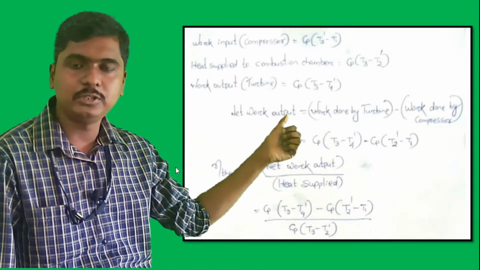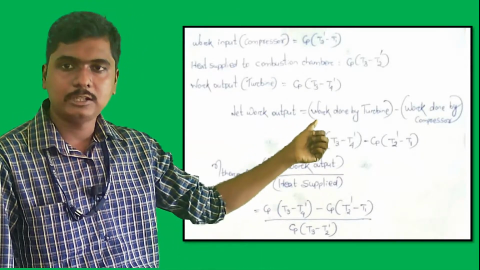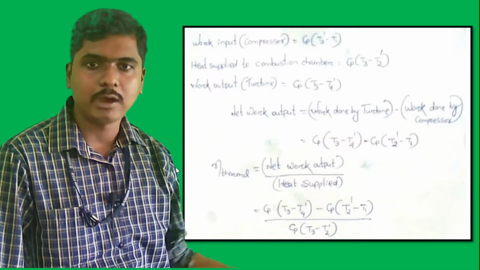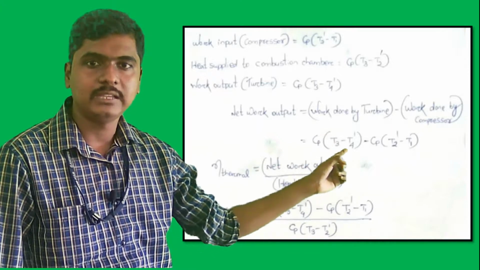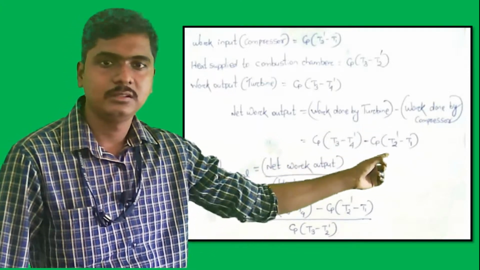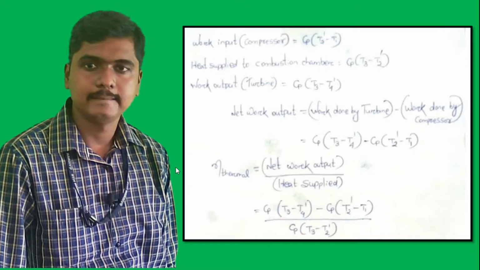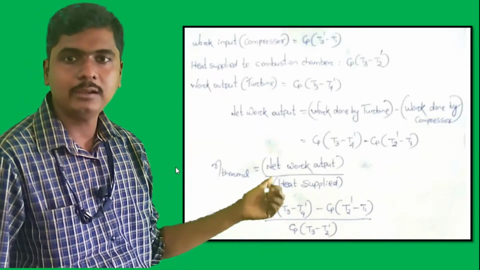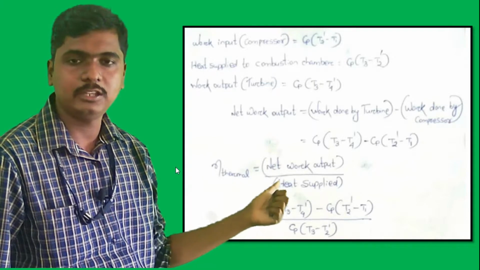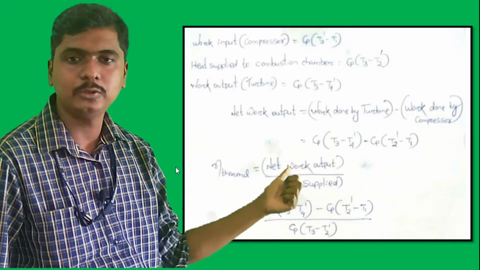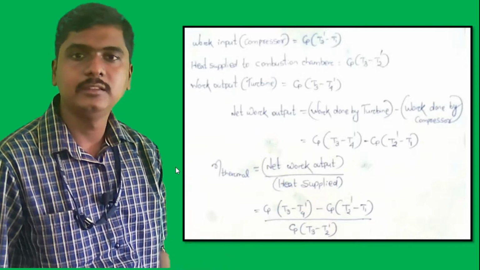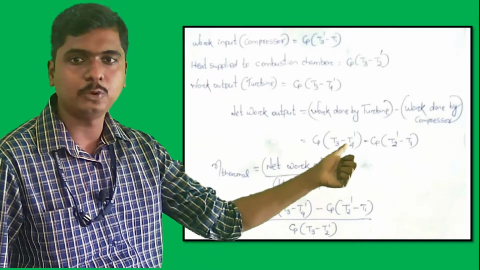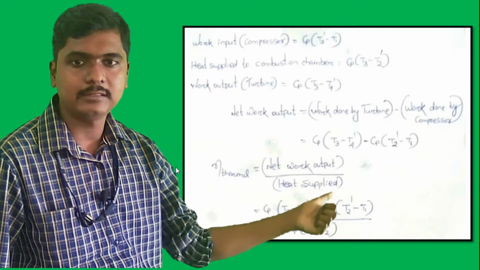So the net work output is work done by turbine minus work done by compressor. Work done by turbine is this much, minus work done by compressor is this much. Clear? Now coming to the thermal efficiency, it is nothing but the ratio of net work output divided by net heat supplied. This is the net work output we got, and we will write that thing here.